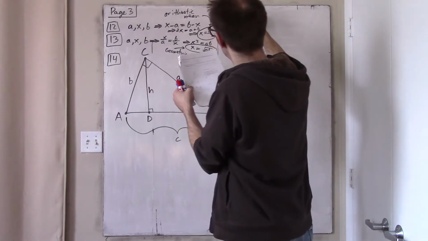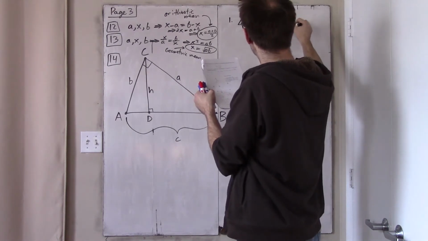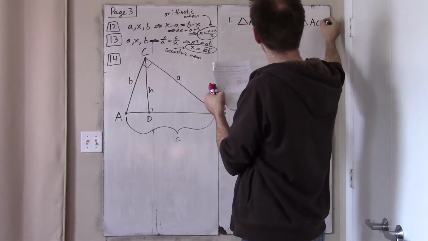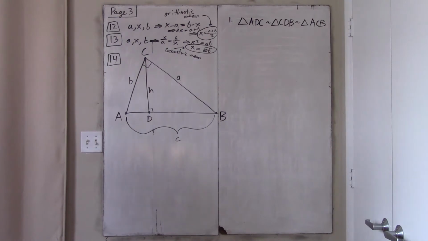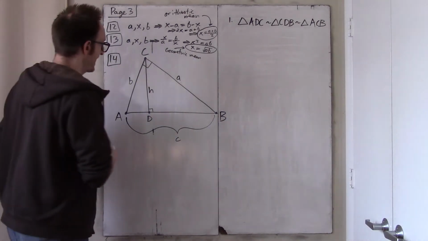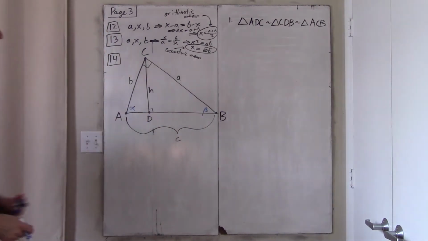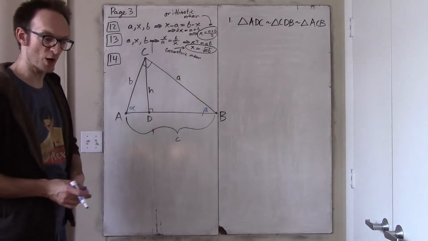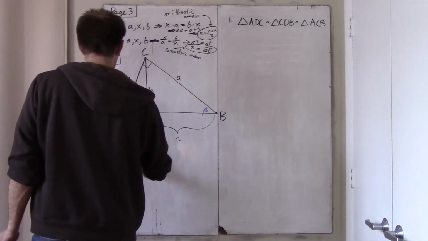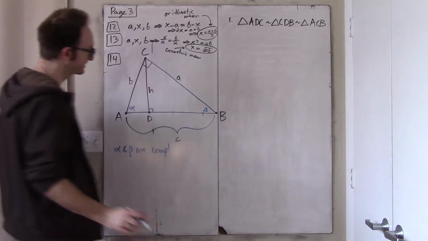Your first task was to prove that triangle ADC is similar to triangle CDB, which is in turn similar to ACB. Why is that true? Well, it's convenient to introduce some angles into this argument. Let's call this angle alpha, and let's call this angle beta. What do I know about alpha and beta? I know that they add up to 90, because alpha and beta and the right angle make triangle ABC, and there are 180 degrees in triangle ABC. So alpha and beta are complementary. They add up to 90.